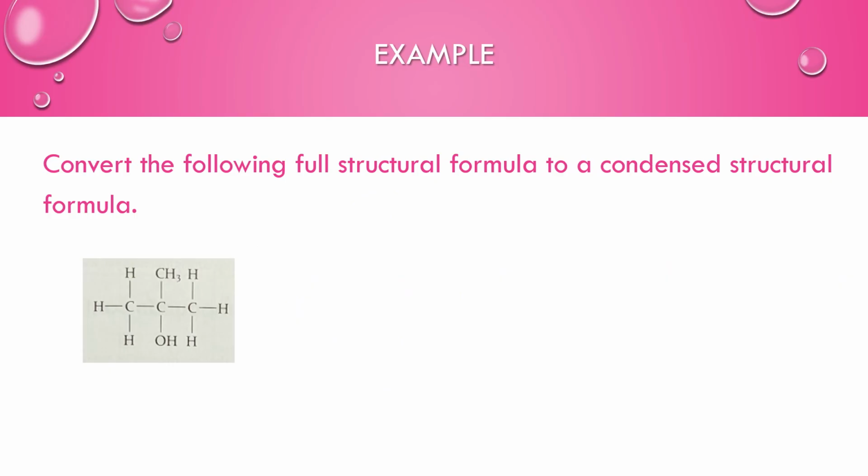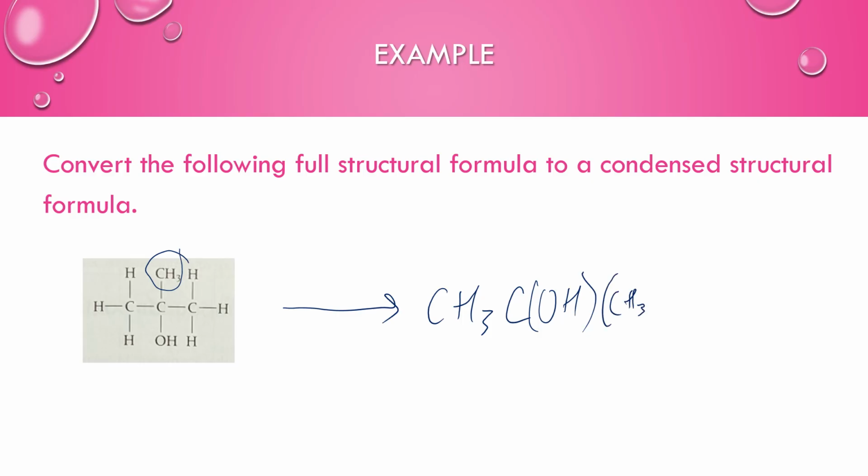This one we're just taking the structural and going to condensed. So I want to go carbon by carbon. CH3 for the first carbon. The next carbon has an OH group. Some people will just write OH, some people will put it in parentheses. Either way is okay. But then it also has a CH3 group coming off of the carbon. That one does need parentheses. And then you'll see the CH3 on the end. And there's your condensed structural formula.